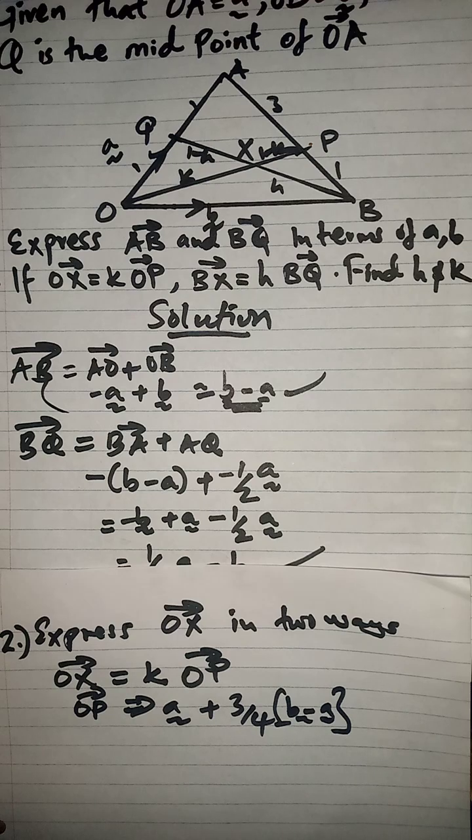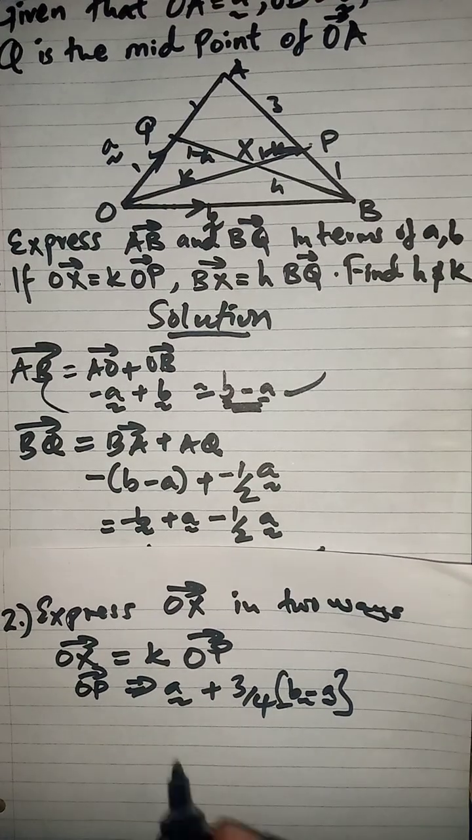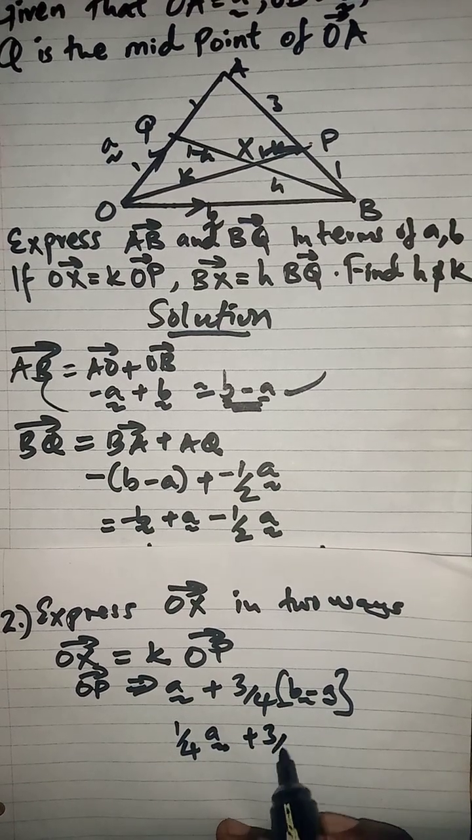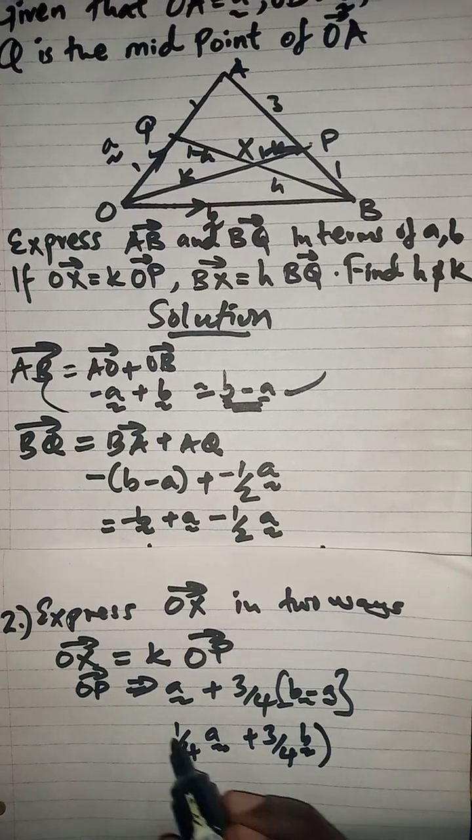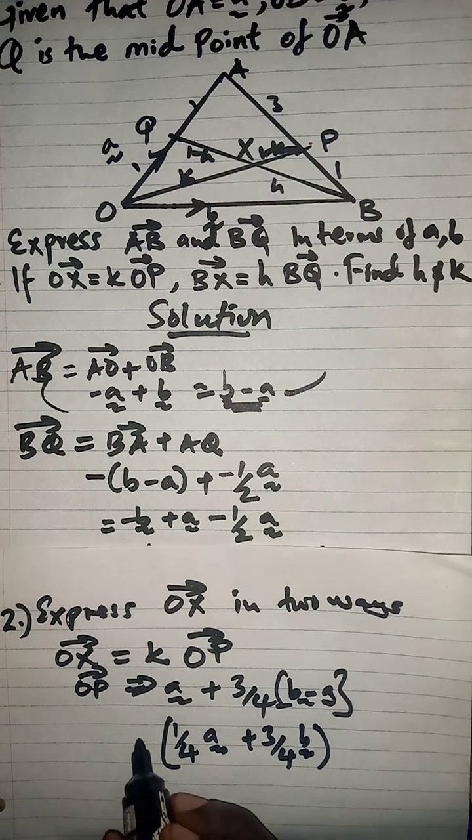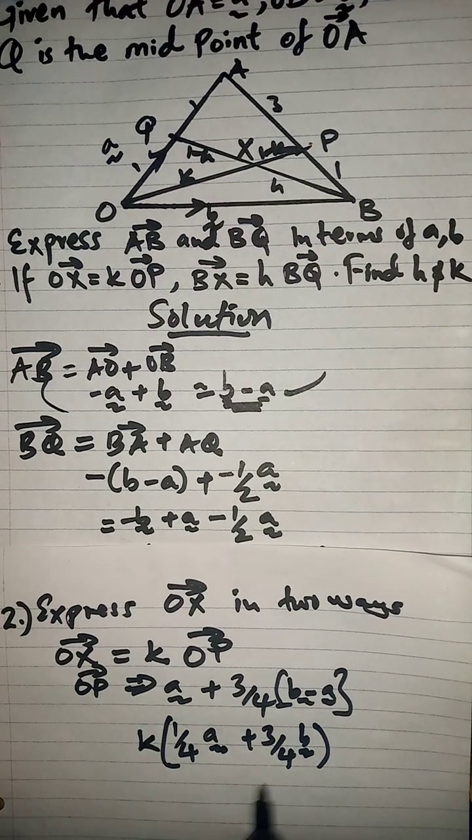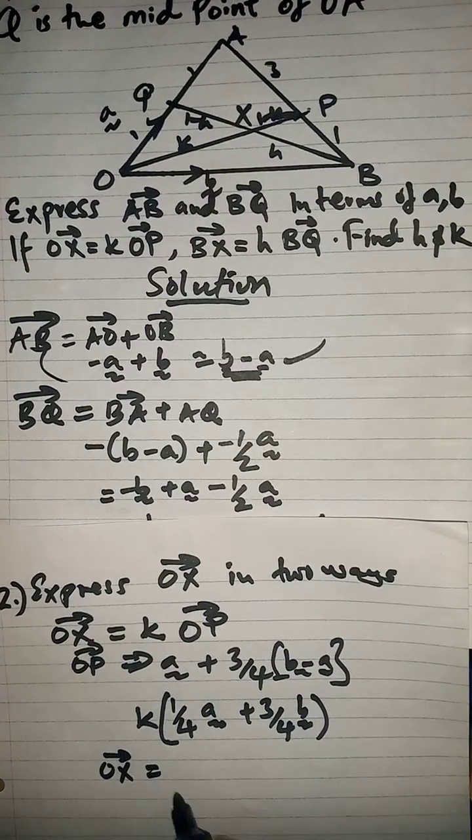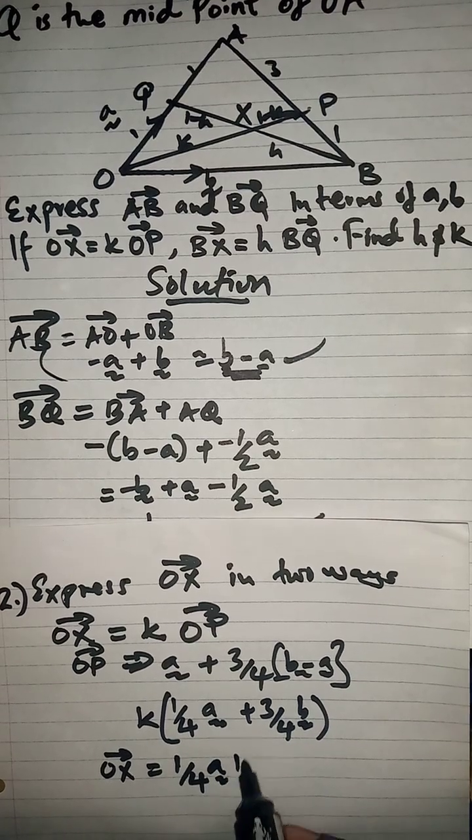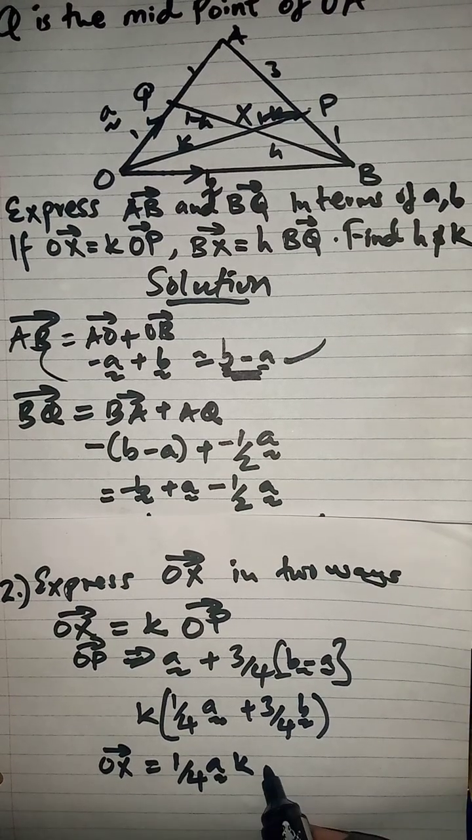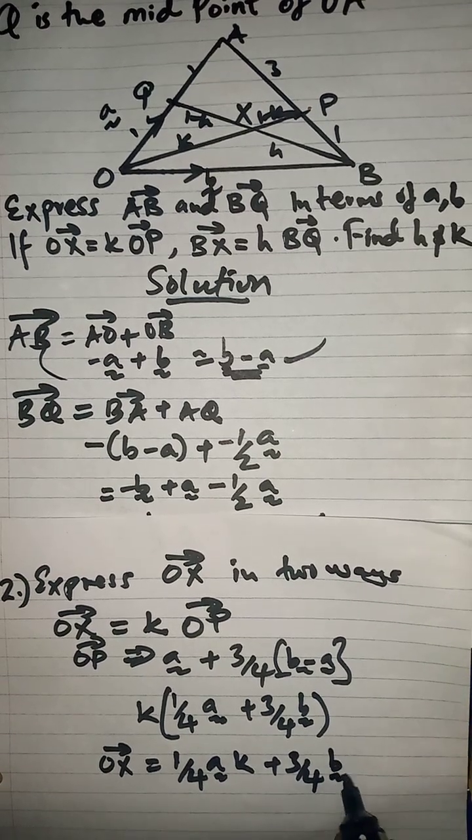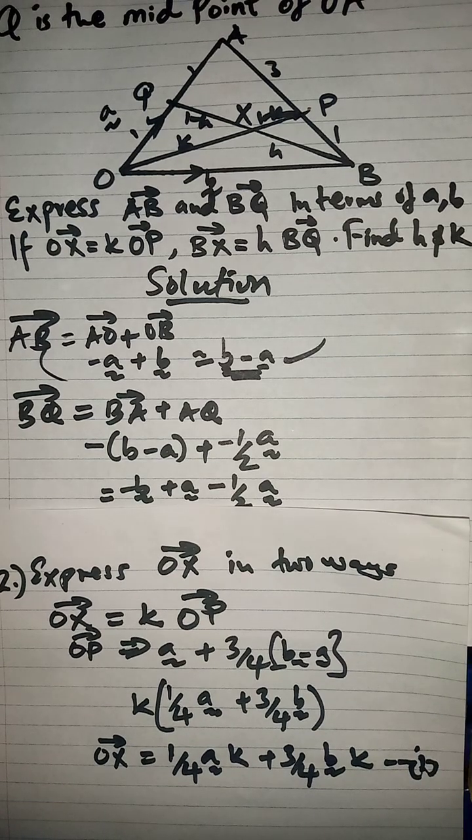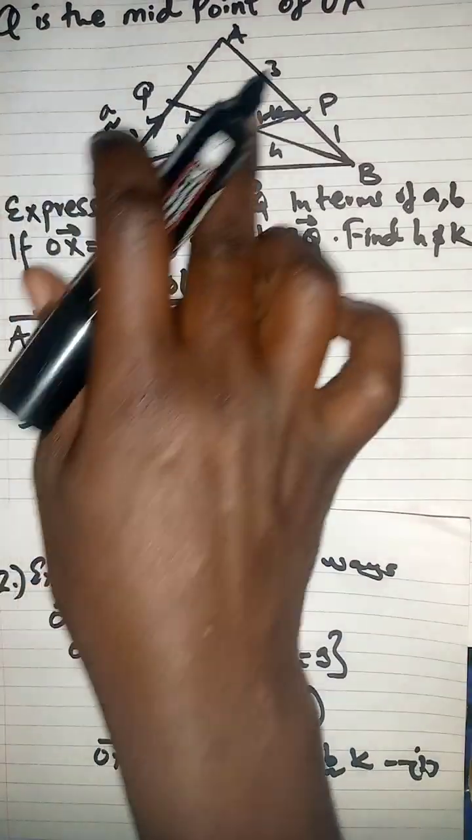And then collecting like terms. If you add this and open the bracket, you're going to get a quarter of vector A plus 3 over 4 of vector B. So this is what I'm going to take K of. So K comes there. Reopening this bracket using K, now my OX becomes a quarter of vector A times K plus 3 over 4 of vector B multiplied by K. I'm going to call that equation 1, the first expression for O to X.